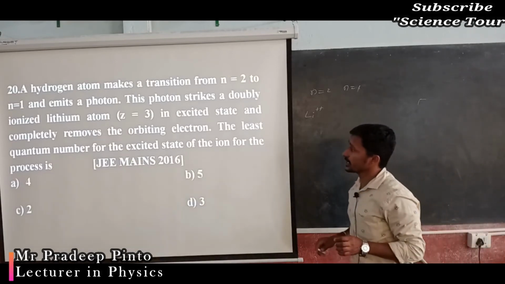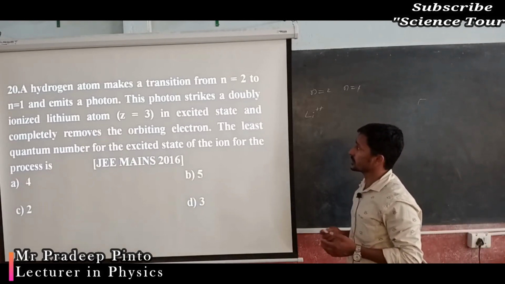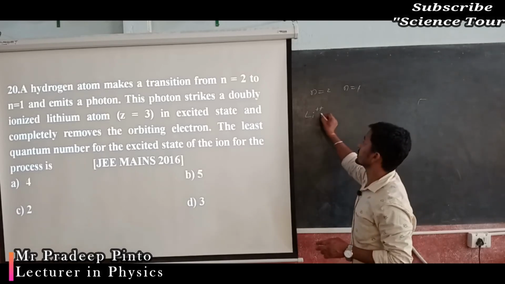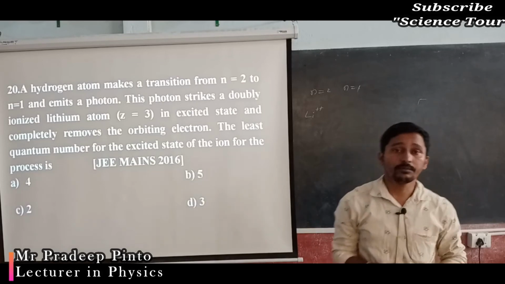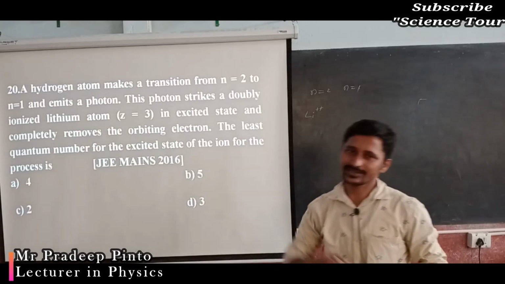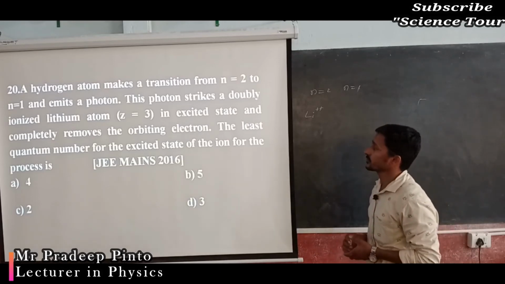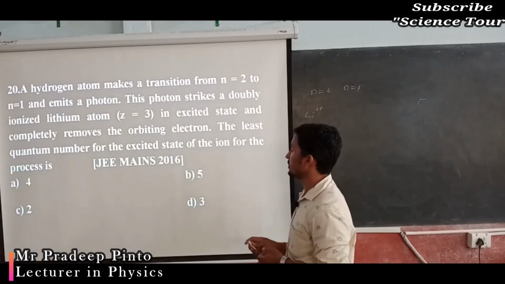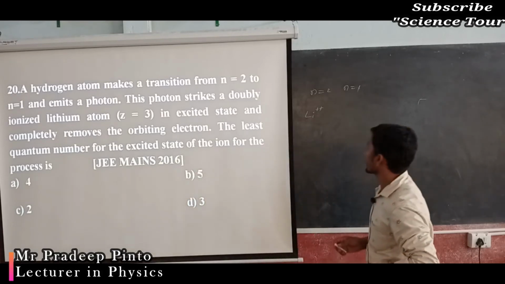And it is an excited state lithium, and the photon completely removes an orbiting electron. One electron is there, it completely removes. Completely removes means where does it go? It goes to infinity. No, removal means ionization energy. The least quantum number of the excited state of the ion for the process is.